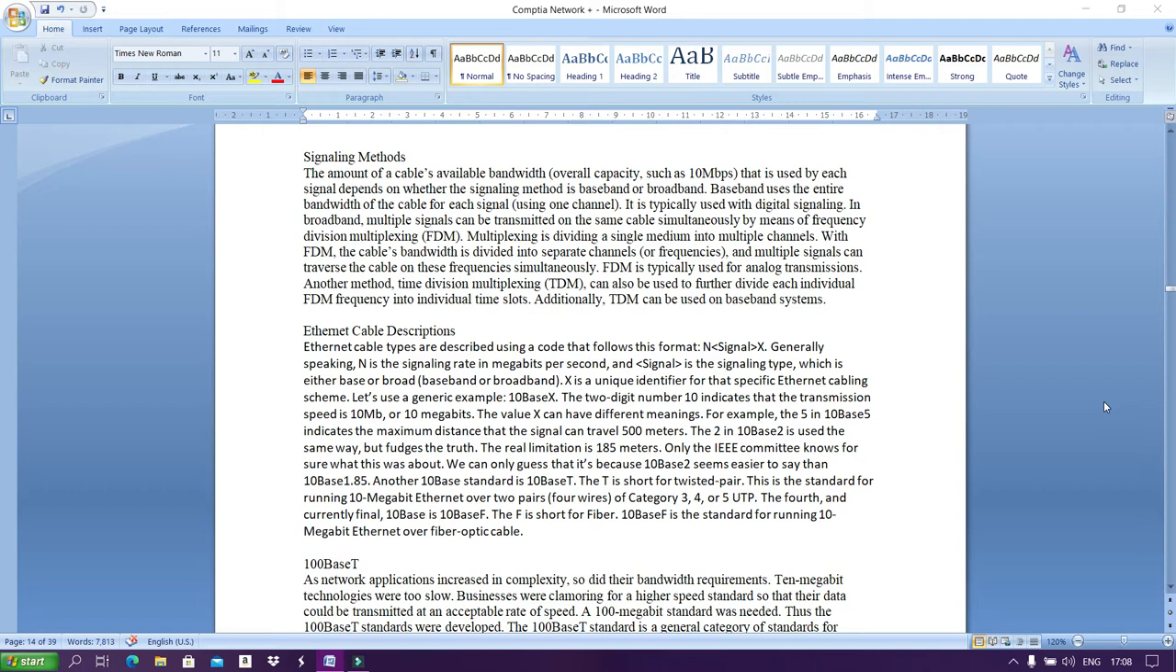Another method, time division multiplexing (TDM), can also be used to further divide each individual FDM frequency into individual time slots. Additionally, TDM can be used on baseband systems.